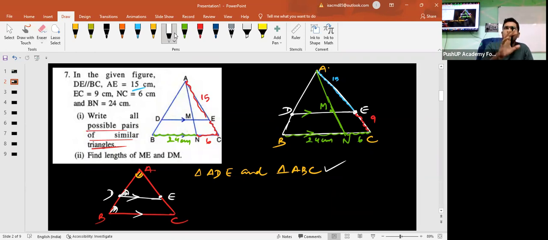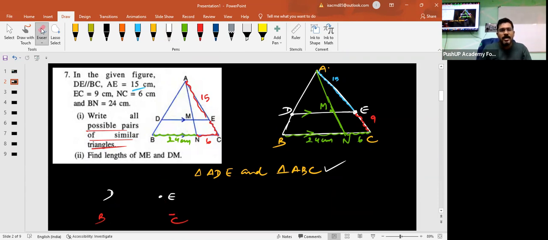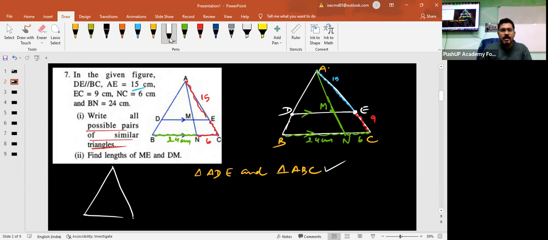They have not asked us to write the notation form. So you are least bothered about the corresponding vertices, right? So simply you can write triangle ADE and triangle ABC are similar to each other. Let's take one more pair of triangles. This time I am going to take triangle ABN.